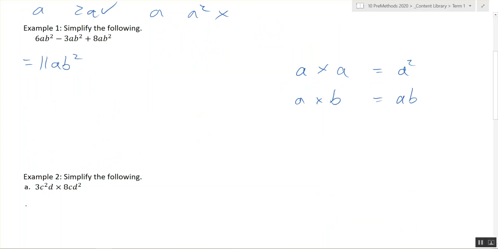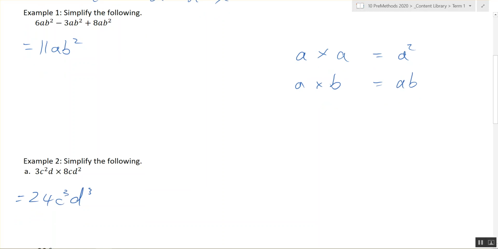3 times 8. 16. C squared times C is? C cubed. Good try. Yep. And D times D squared? D cubed. So we're just adding the powers, or adding the indices. Yep.